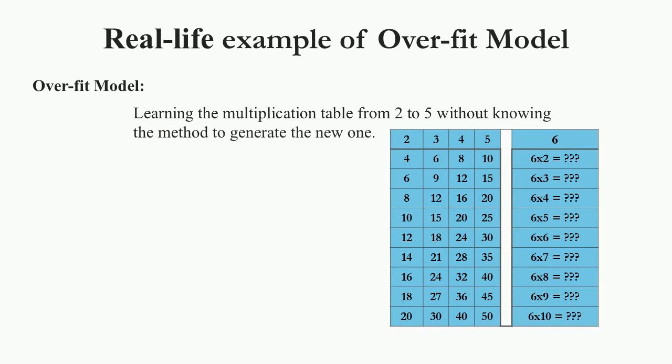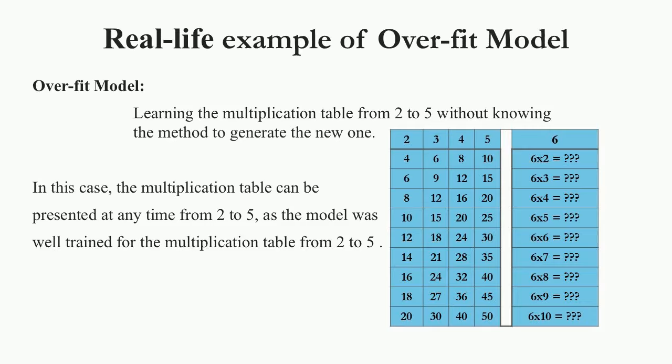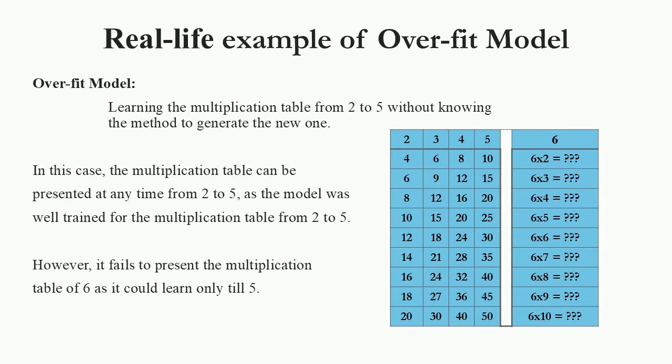Now, let's take a real-life example of an overfit model. Consider the case of learning the multiplication tables from 2 to 5. Note here that the model learns the tables only and not the multiplication table generation method. Therefore, the multiplication table data from 2 to 5 can be predicted at any time on demand without fail. However, when it comes to generating the multiplication table of 6, the model fails, as it is trained for 2 to 5 only. This is the case of an overfit model that produces output correctly for trained data only, and fails on prediction when given new input data.